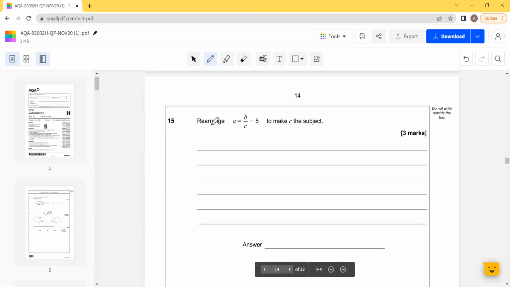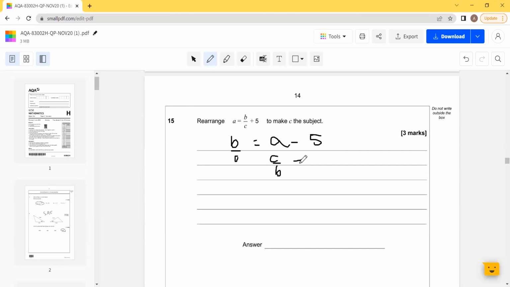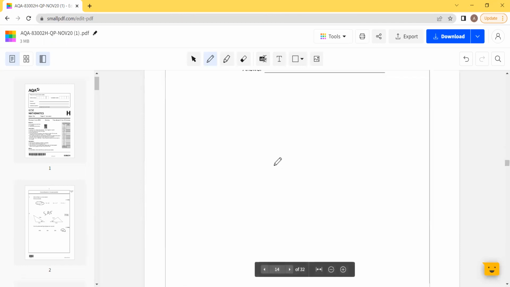Okay, question 15. Rearrange A equals B over C plus 5 to make C the subject. Okay, so first I'm going to say B over C is A minus 5. Now this is pretty simple to do. I'm just going to do it in one step, so I'm just going to take the reciprocal. Okay, so reciprocal is C over B is 1 over A minus 5. So now I could just multiply both sides by B. So C equals B over A minus 5. And that is our answer.